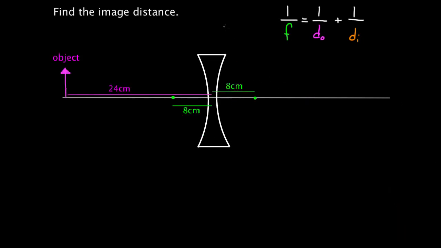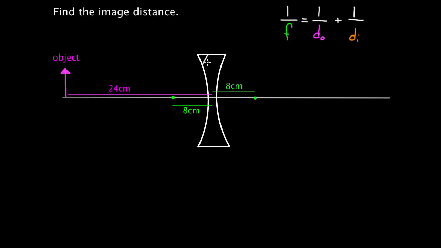So say you got this example. It said find the image distance, and it just gave you this diagram. Well, we're going to have to use this thin lens formula. So we'll have to figure out what F is. F's the focal length. We've got these two focal lengths here, 8 centimeters on both sides. Should I make it a positive 8 centimeters or a negative 8 centimeters?